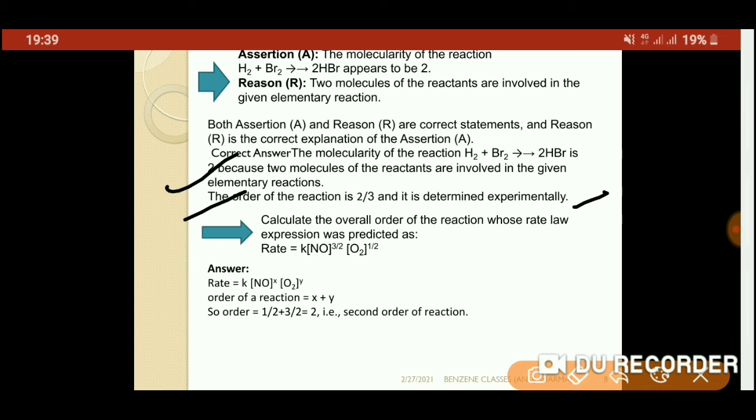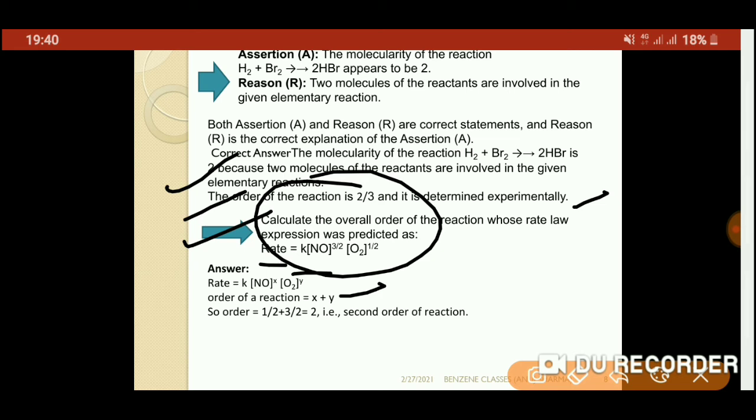The next question says: calculate the overall order of the reaction whose rate law expression was predicted as given. You can give the answer for the order if this type of numerical is given in the exam. You can check rate equal to k [NO]^(3/2) [O2]^(1/2). NO and O2 are in active mass. So let the power 3/2 be x and 1/2 be y. The order of the reaction is x plus y.